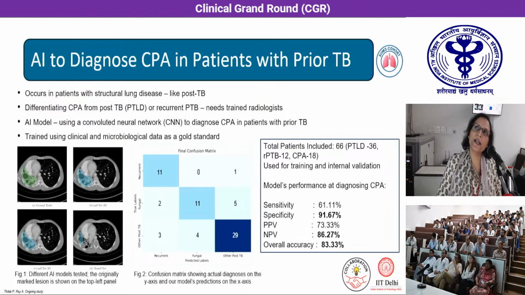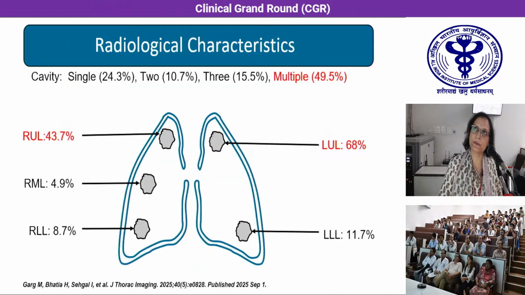Now, an important consideration in these patients is distinguishing the PTLD CPA from recurrent pulmonary tuberculosis. This was the result of a study that was performed in our institute, where an AI model was used to diagnose CPA in patients with prior tuberculosis. Now, this AI model showed a very high specificity and a high negative predictive value to differentiate PTLD from recurrent pulmonary tuberculosis as well as from chronic pulmonary aspergillosis.